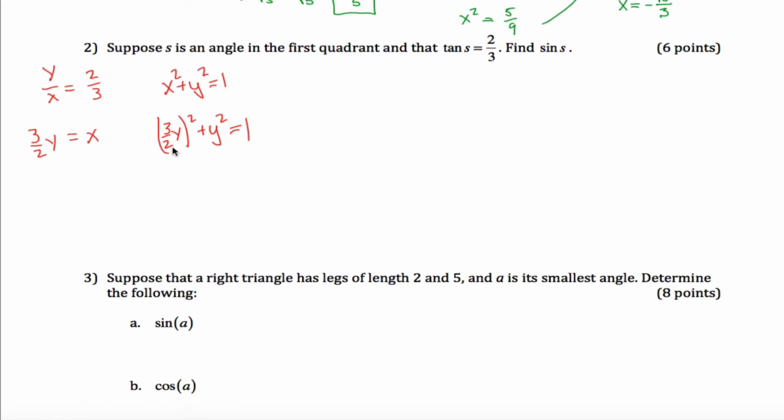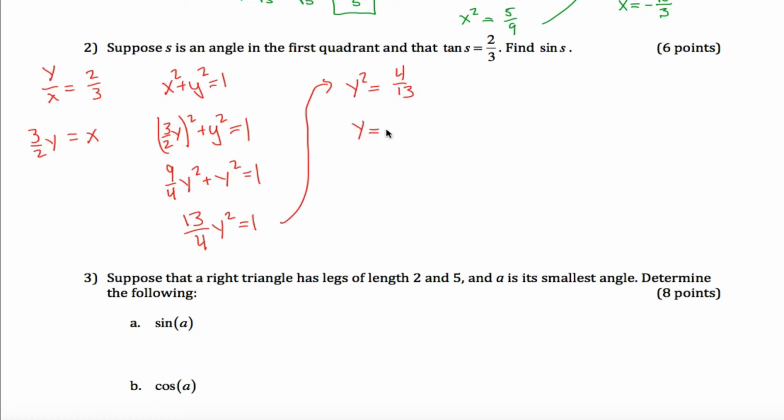And now that I have this, all I got to do is solve for y. So 9/4 y squared plus 1 y squared equals 1. Well, 9/4 of these plus 1 more, aka 4/4 more, gives me 13/4 of these y squared things. So I got 13/4 of y squared equals 1. And now if I multiply both sides of the equation by 4/13, I get y squared is equal to 4/13.